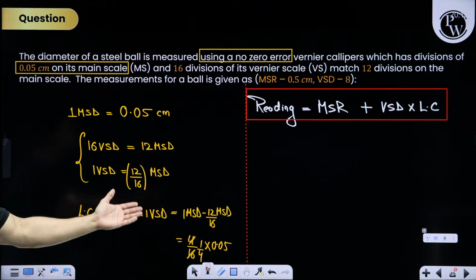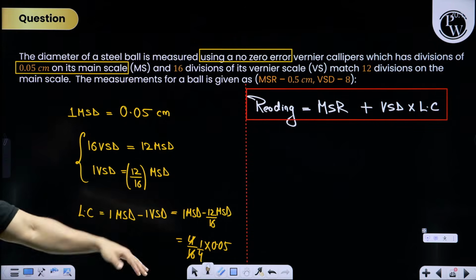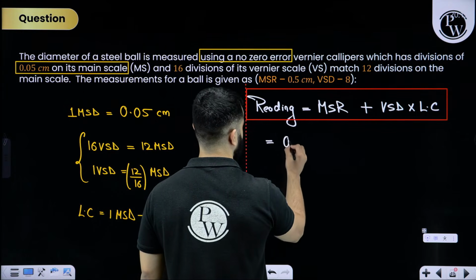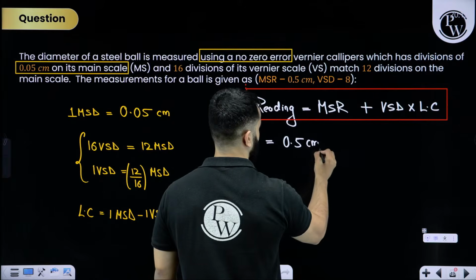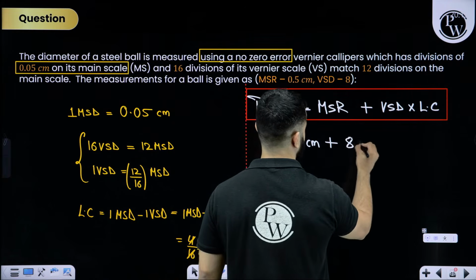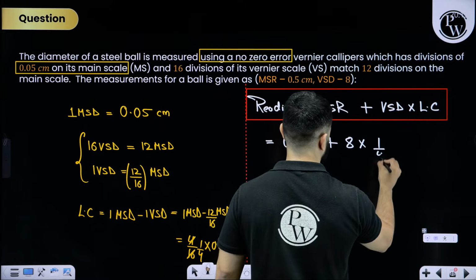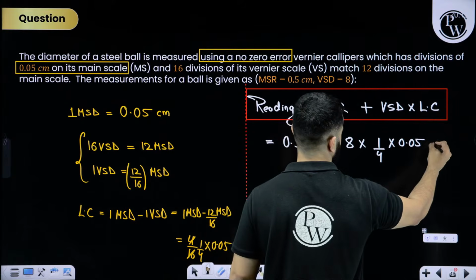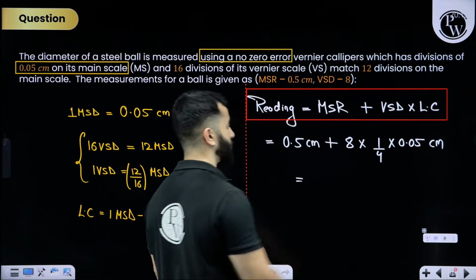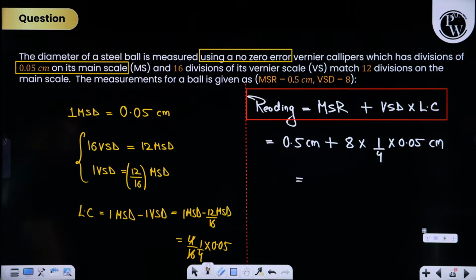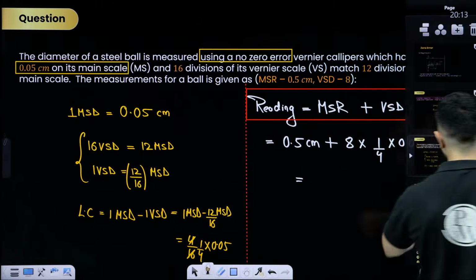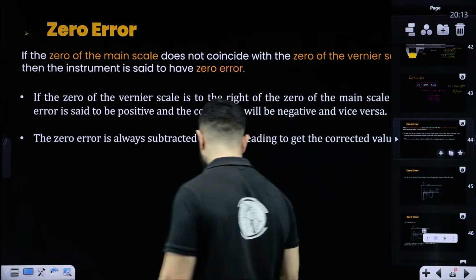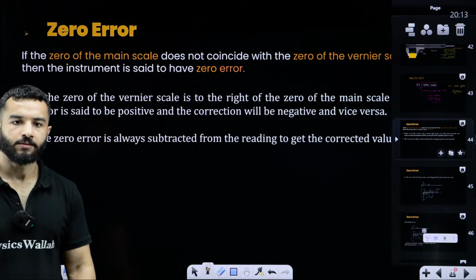It will become 0.025, right? 0.025, and then this will be something like this. Finally the reading will be main scale reading 0.5 centimeter plus vernier scale division 8 multiplied by 1 by 4 into 0.05, and this is also in centimeter. So whatever the final answer is, you can find out that as the reading. Clear? But now let's discuss what we mean by zero error. What do we mean by zero error? Clear? Any doubt?